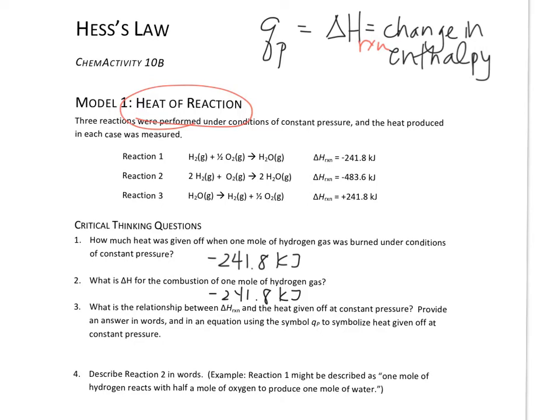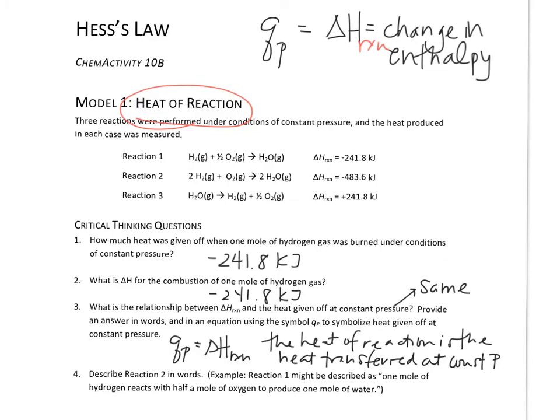What is the relationship between delta H of reaction, or the heat of reaction, and the heat given off at a constant pressure? Well, they're the same. Provide an answer in words and in an equation using the symbol QP to symbolize heat given off at constant pressure. So as we said earlier, QP, the heat transferred at constant pressure, is equal to the enthalpy of reaction, or the heat of reaction, and that's the heat transferred at constant pressure.